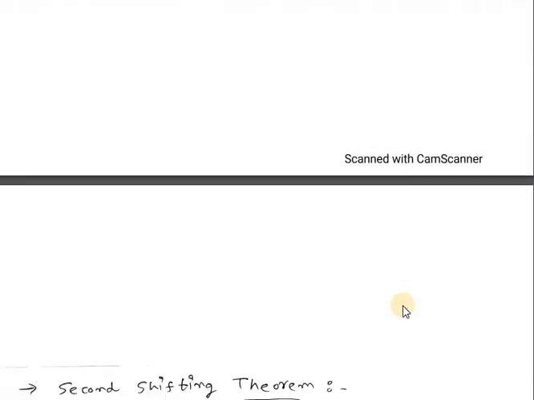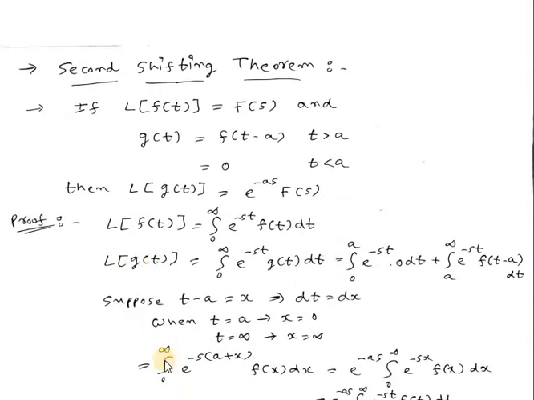Now let us discuss second shifting theorem. If Laplace of f of t is equal to f of s, and g of t is equal to f of t minus a, where t greater than a, and is equal to 0 where t less than a, then Laplace of g of t is equal to e raised to minus as into f of s. This is the statement of second shifting theorem.